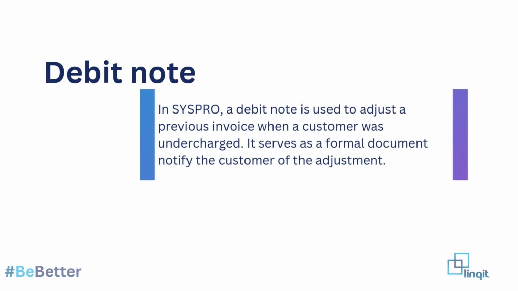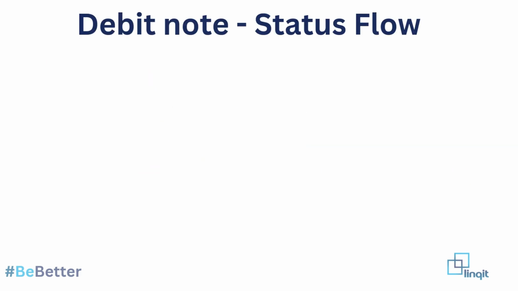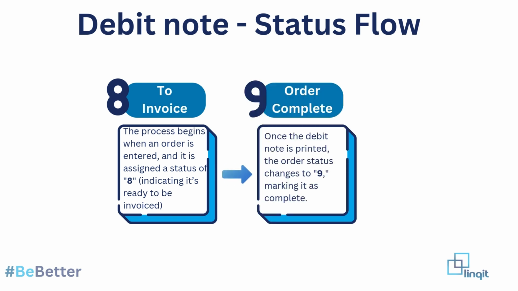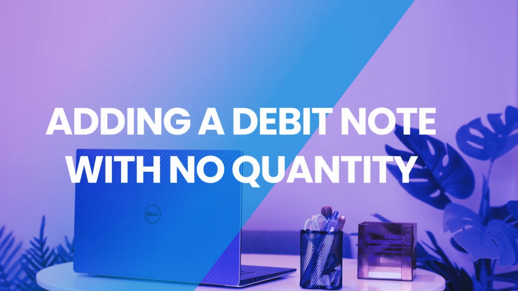In SYSPRO, a debit note is used to adjust a previous invoice when a customer was undercharged. It serves as a formal document to notify the customer of the adjustment. The debit note status flow: the process begins when an order is entered and it is assigned a status of 8, indicating it's ready to be invoiced. Once the debit note is printed, the order status changes to 9, marking it as complete.